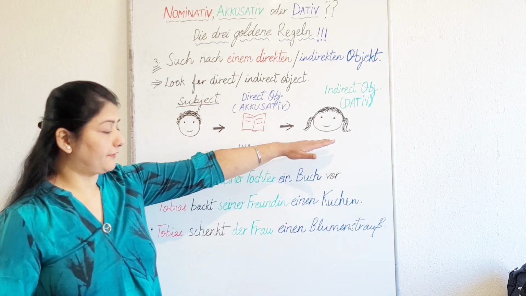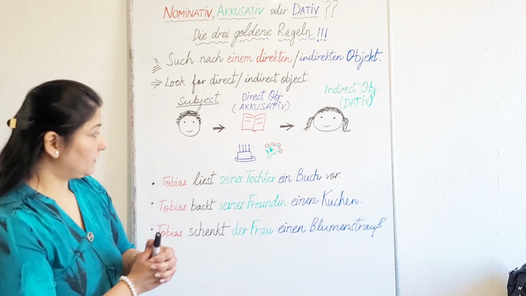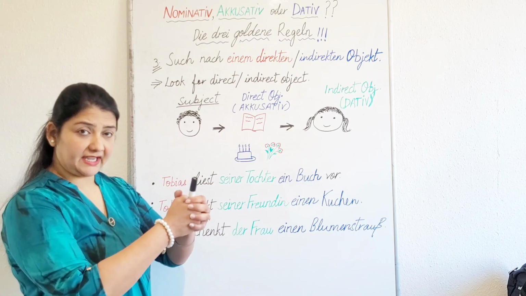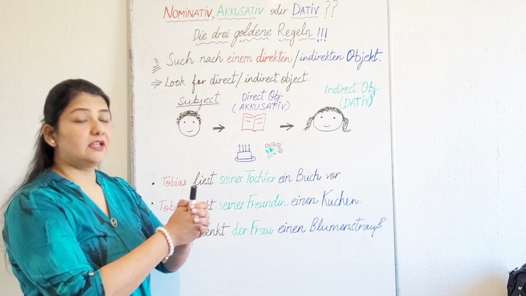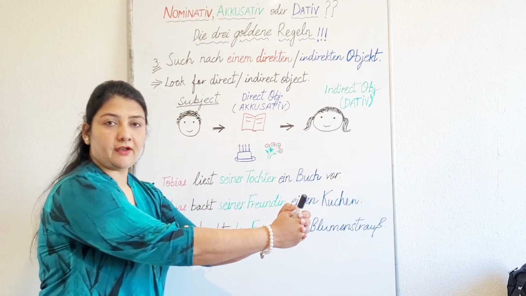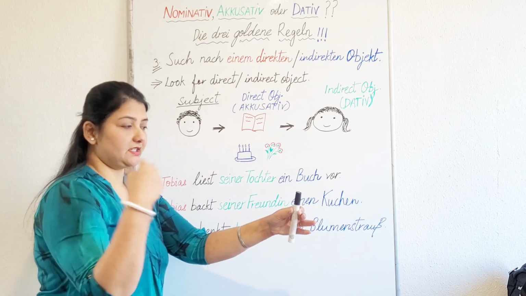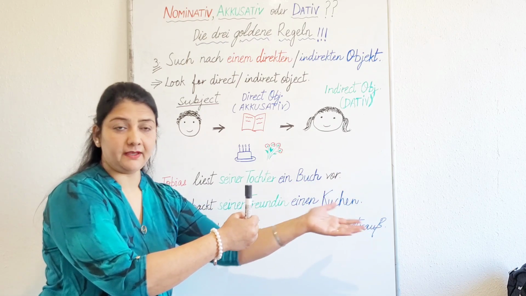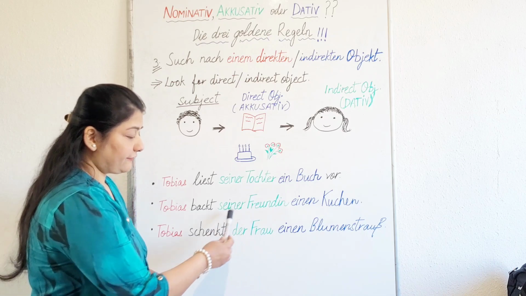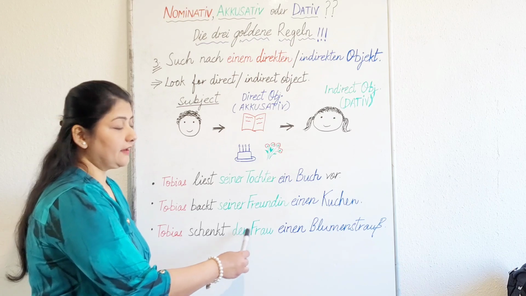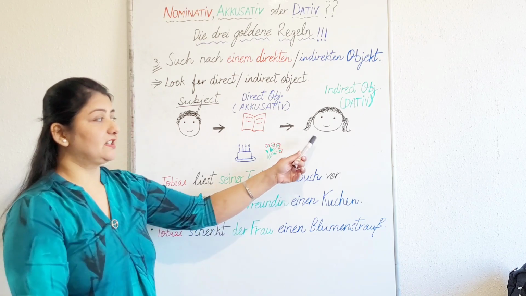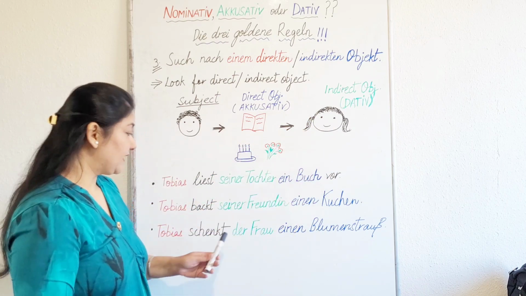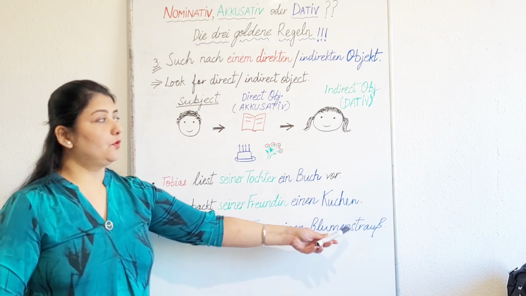Tobias schenkt der Frau einen Blumenstrauß. So here again, Tobias, das Subjekt, is taking the bouquet, den Blumenstrauß, and gifting it to a woman. So subject, direct object Blumenstrauß and indirect object Frau. So that is why here die Frau has been declined to der Frau, because she is in dative case, because she is the indirect object of the sentence. She is the end recipient. So Tobias schenkt der Frau einen Blumenstrauß.